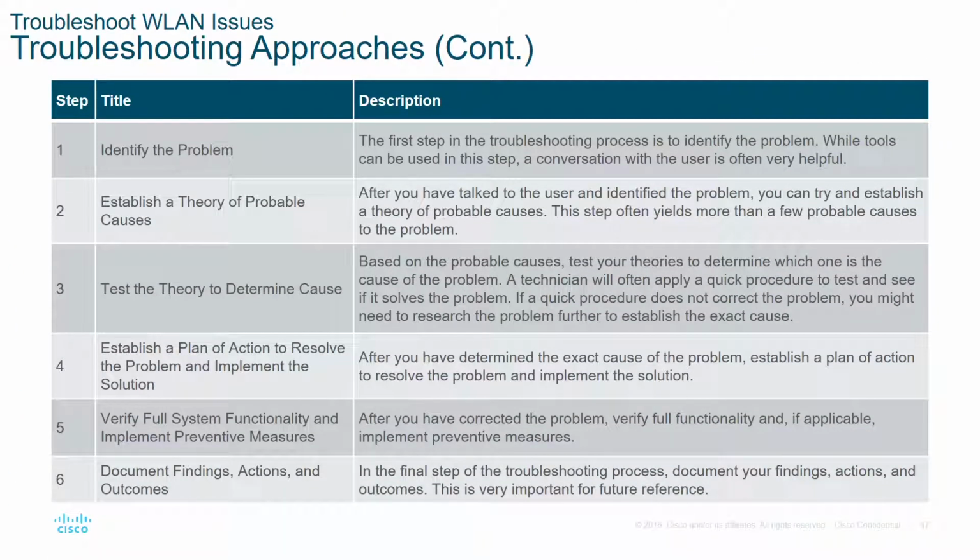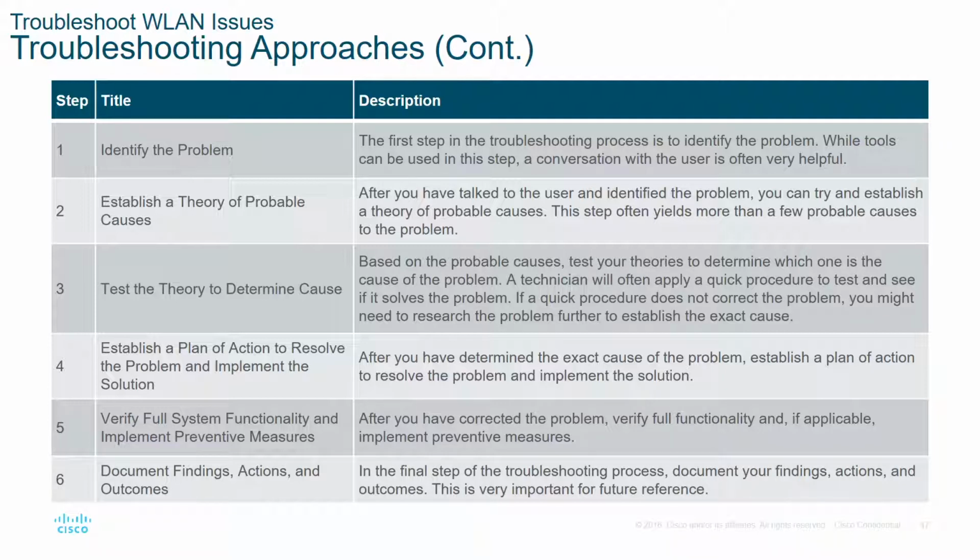So, the 6 steps. Identify the problem. The first step in the troubleshooting process is to identify the problem. While tools can be used in this step, a conversation with the user is often very helpful. Step 2. Establish a theory of probable causes. After you've talked to the user and identified the problem, you can try and establish a theory of probable causes. This step often yields more than a few probable causes to the actual problem.